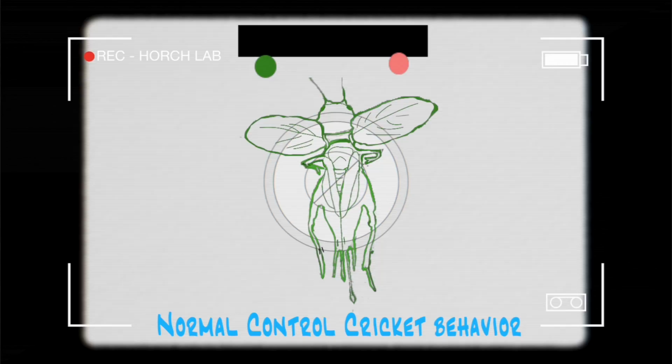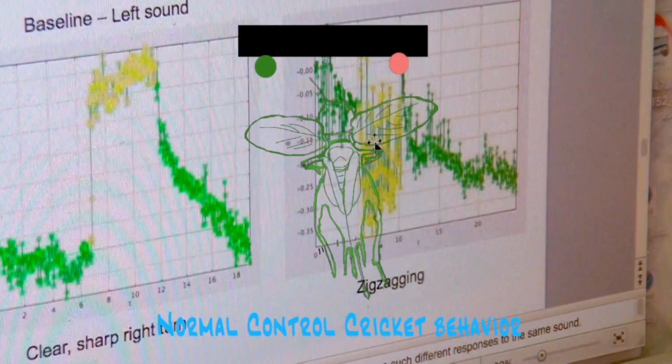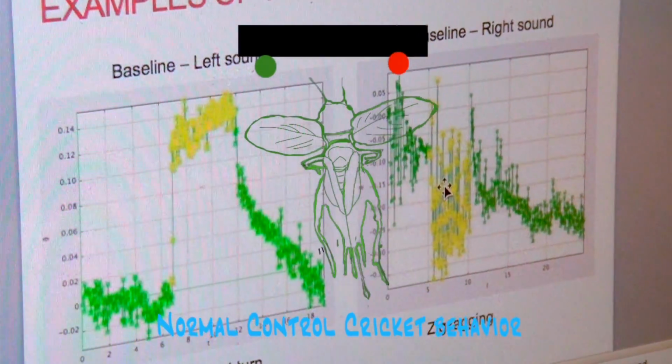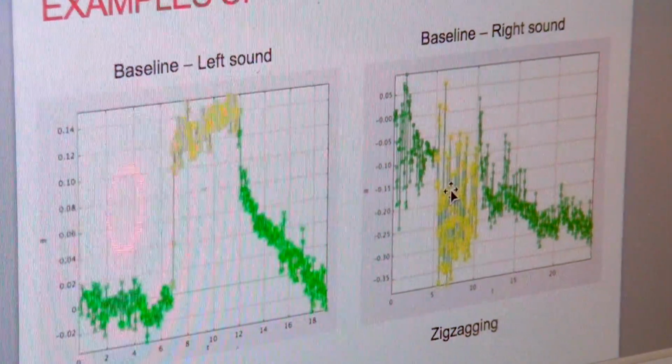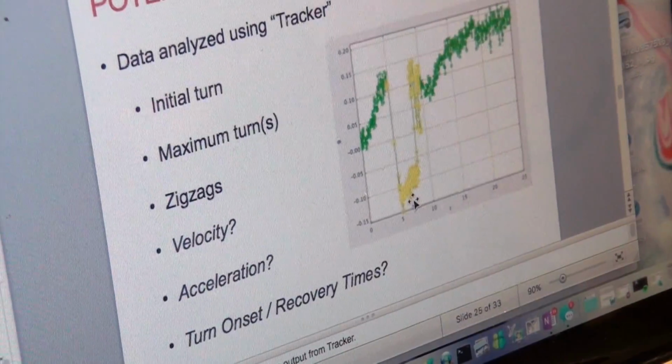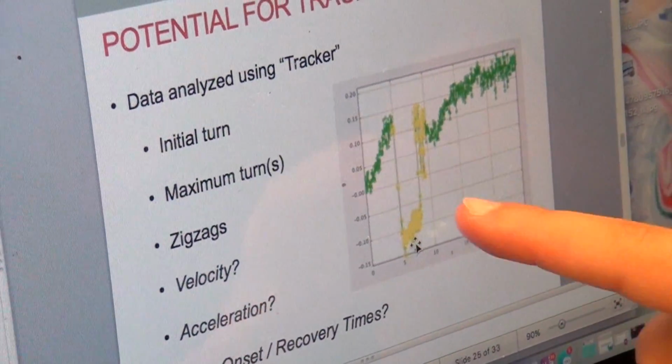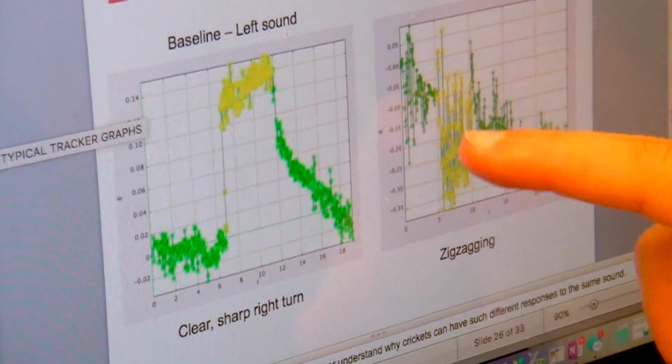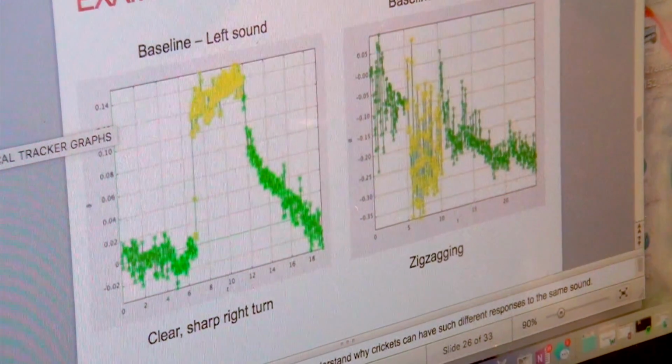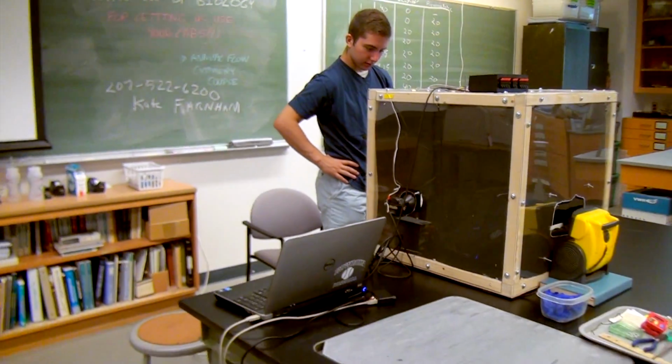So this is a very clear, sharp graph, but we also have graphs like this one where there's a lot of zigzagging and we don't quite know what's going on. There's no clear movement. We're also thinking about measuring this curve. What's the function under this curve versus some kind of function here, if we could find one, as a measure of a clear turn or not.